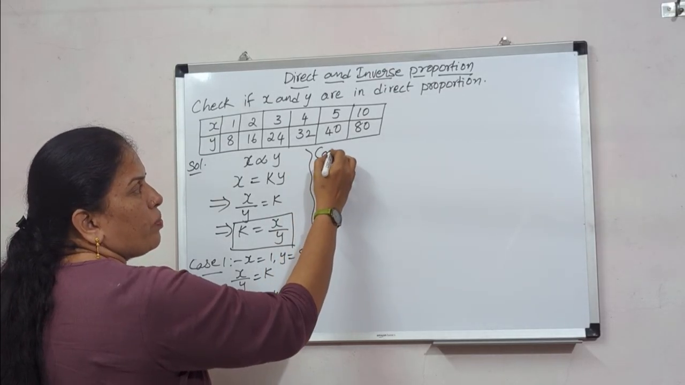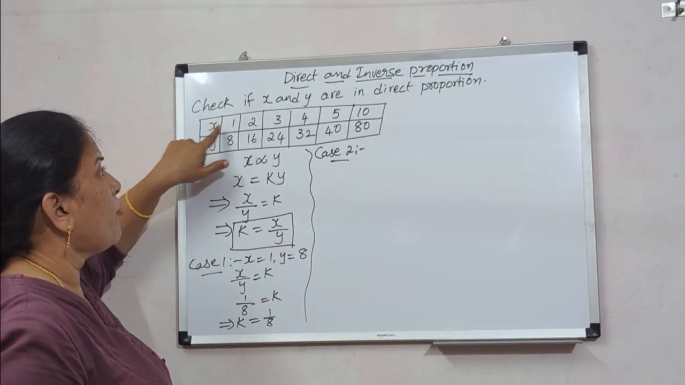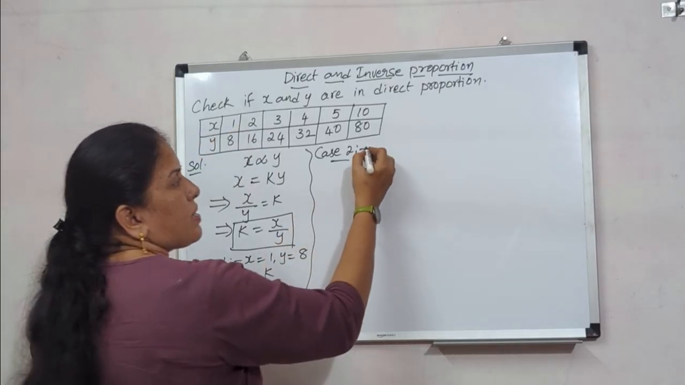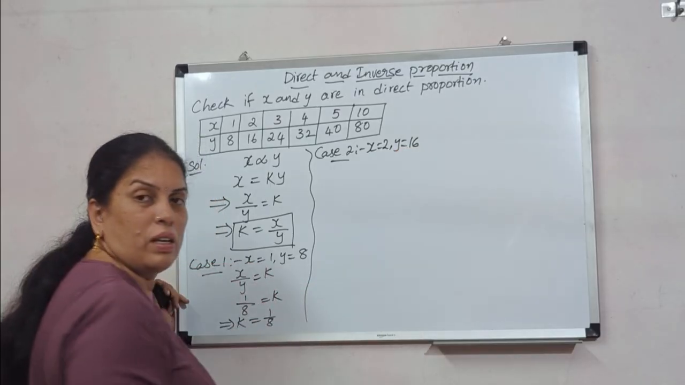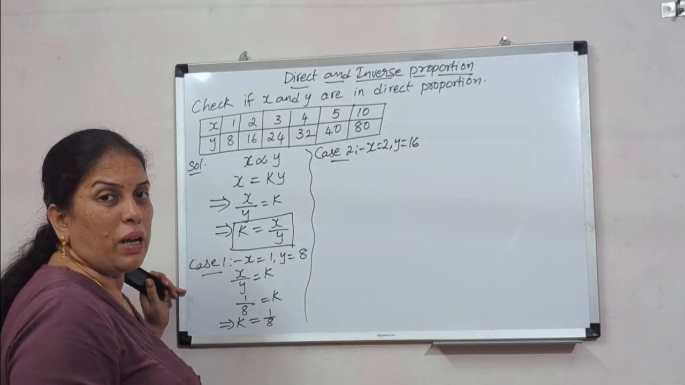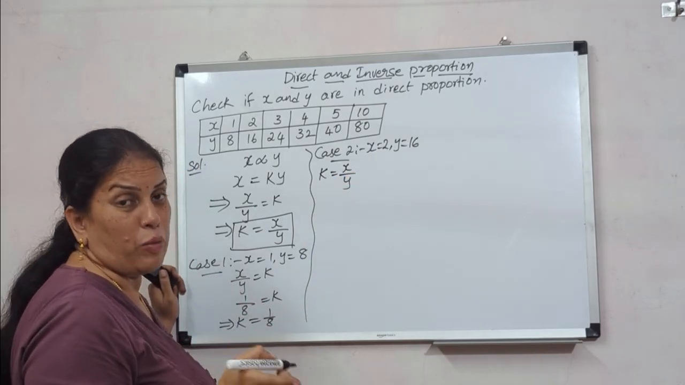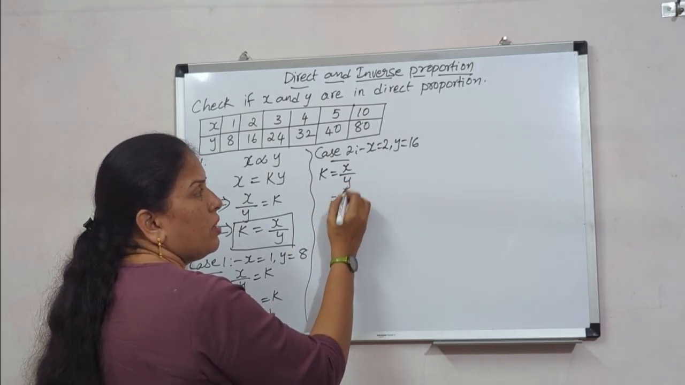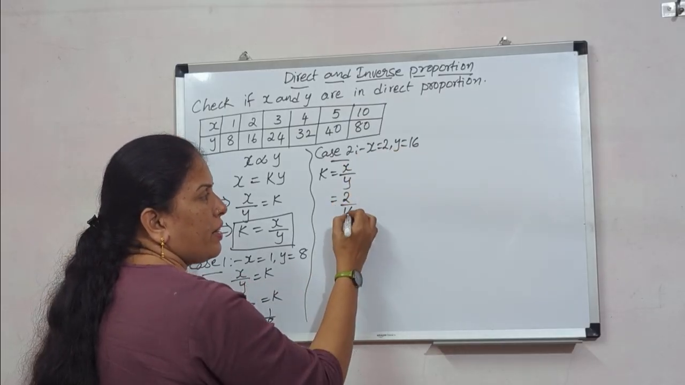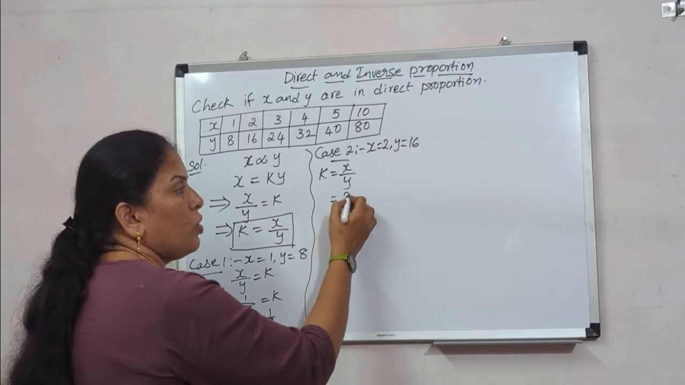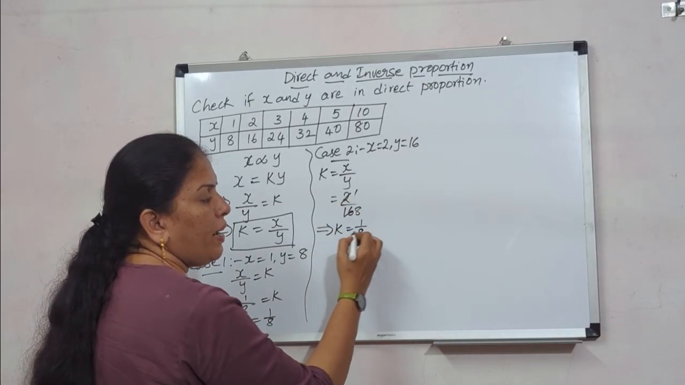In case 2, x value is 2. X is equal to 2. Y is equal to 16. What is the formula? K is equal to x by y, or x by y is equal to k. Both are the same only. Here, x is equal to 2, y is equal to 16. In the place of y, 16. 2 ones are 2, 2 eights are 16, which implies k is equal to 1 by 8.